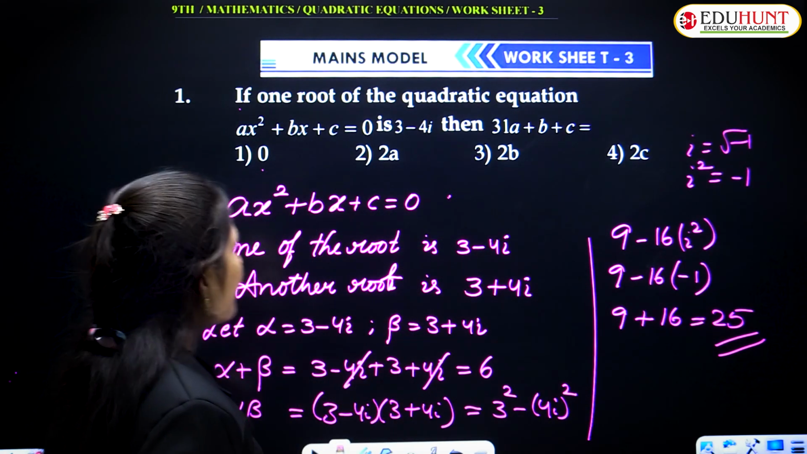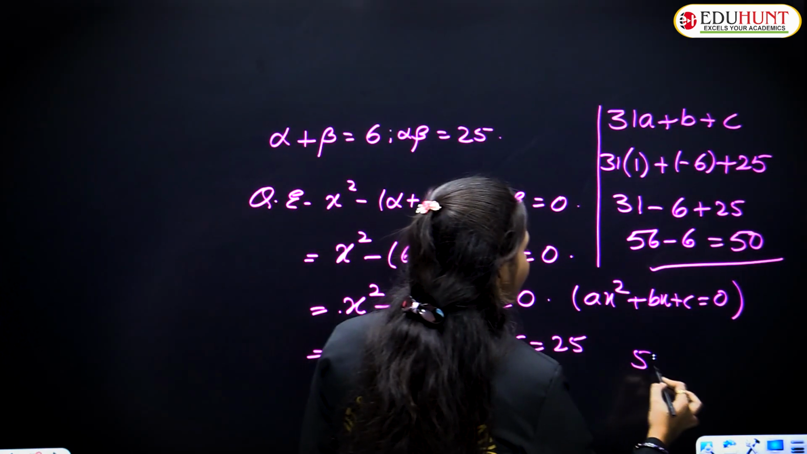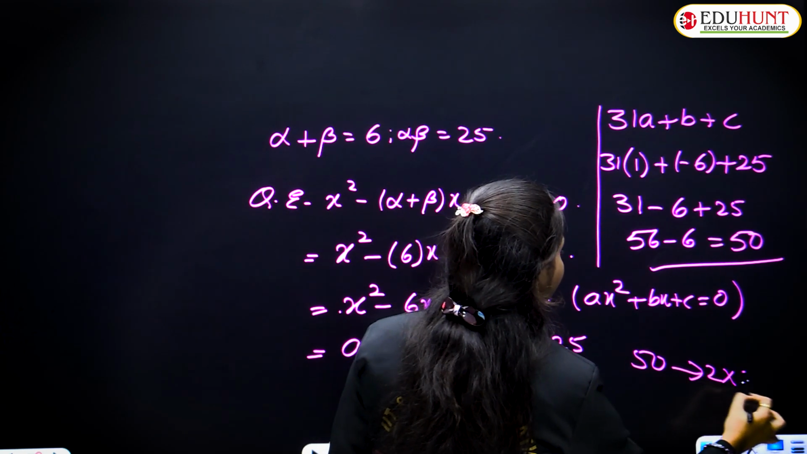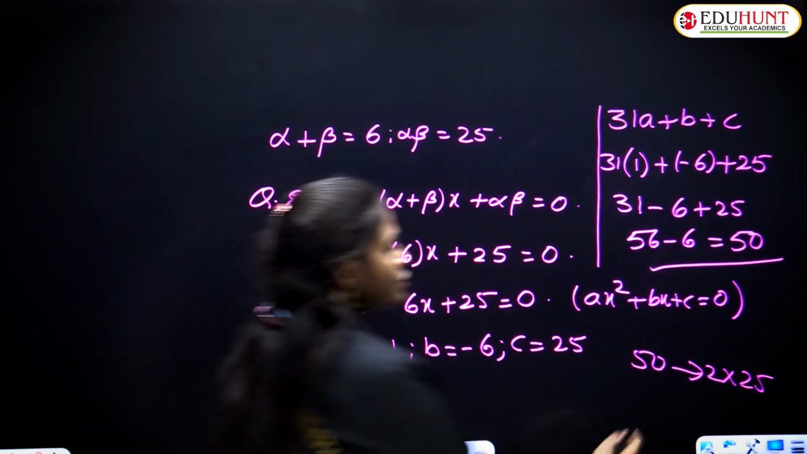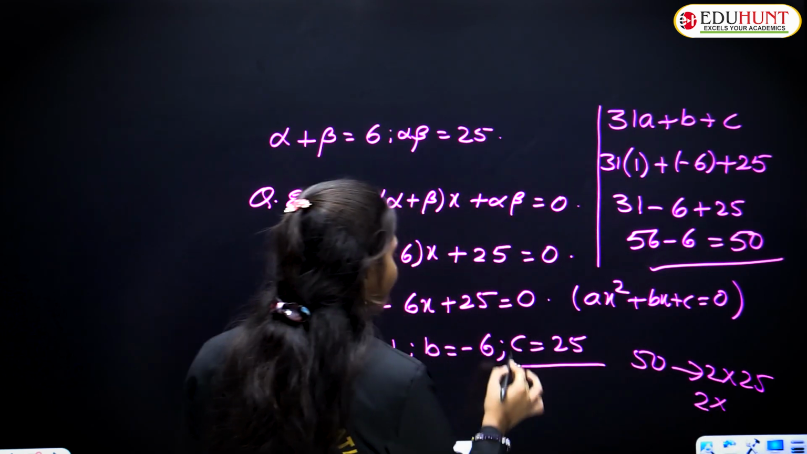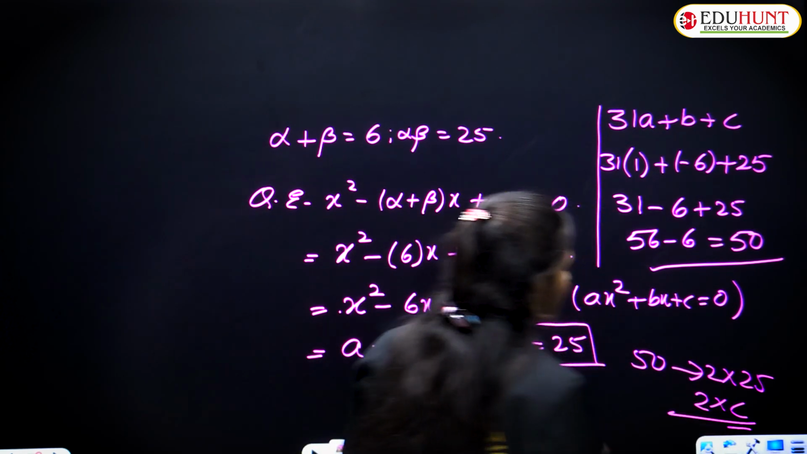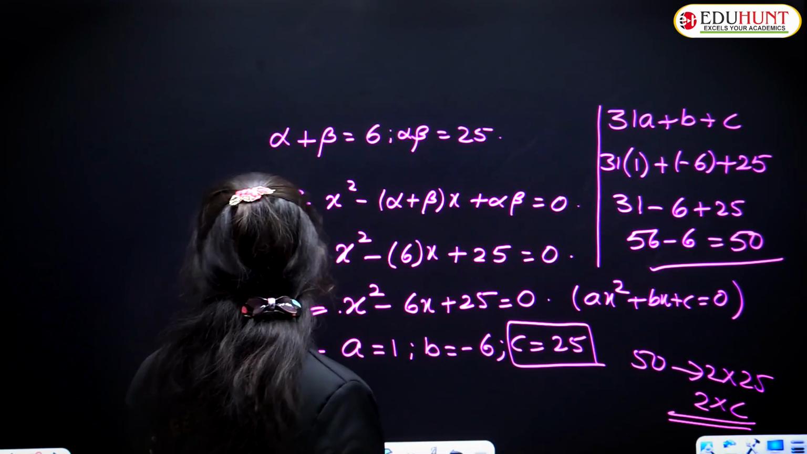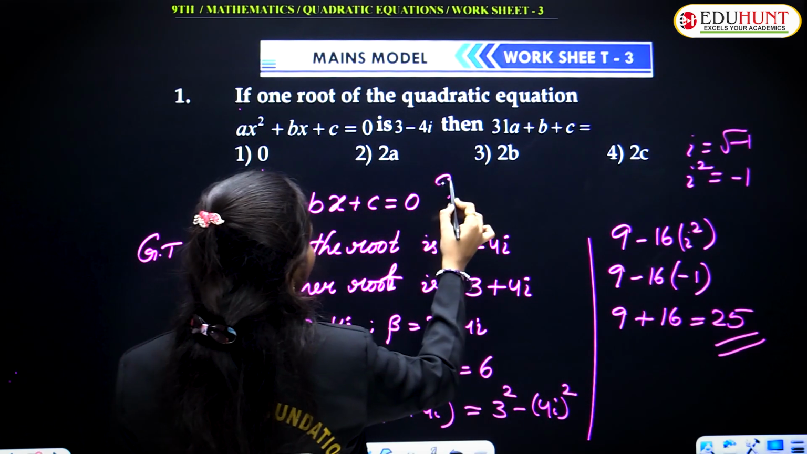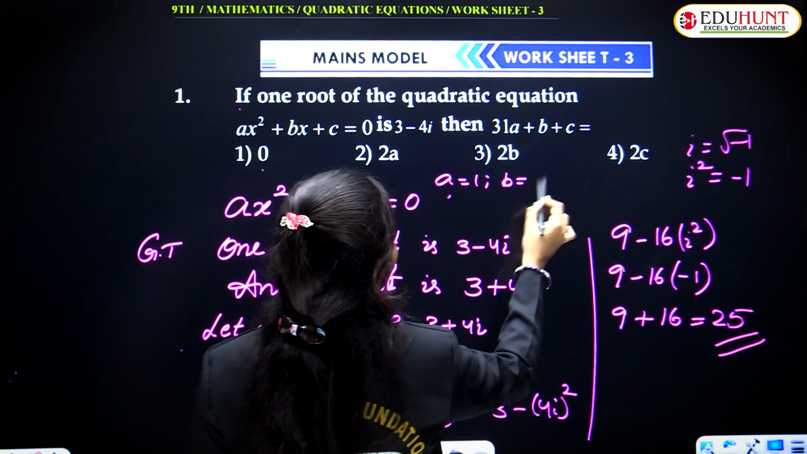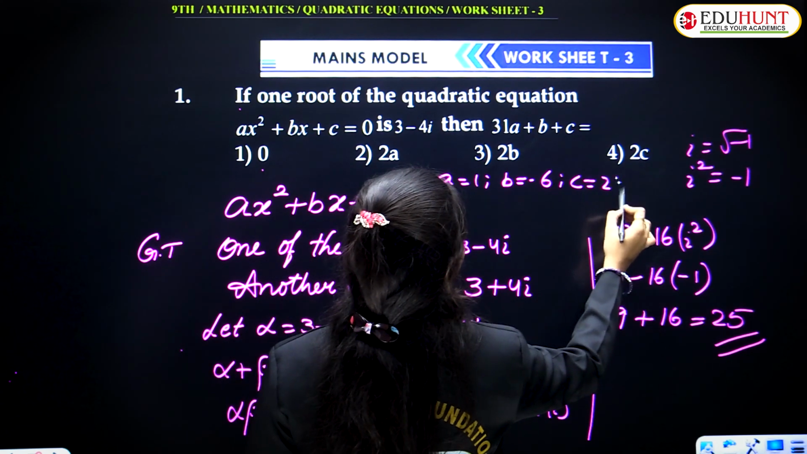So 50 we can write as 2 into 25. So 2 into 25, where 25 is the value of C. So it is 2C; only 2C existed here. We got the value 50 here, no? So here A is equal to 1, B is equal to minus 6, C is equal to 25.